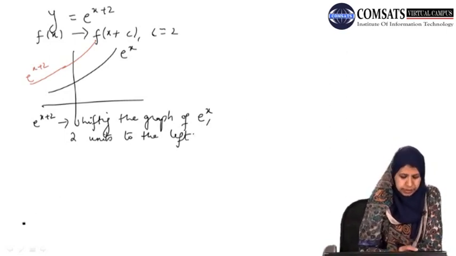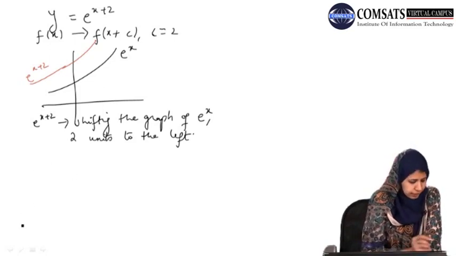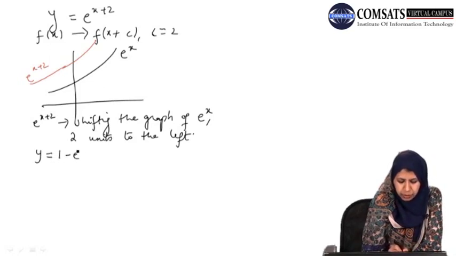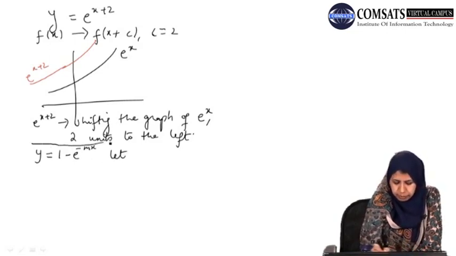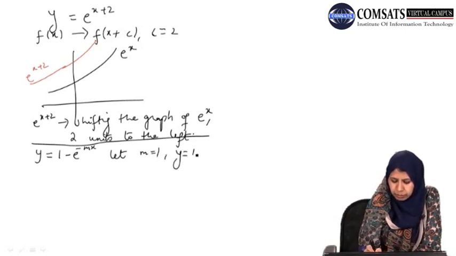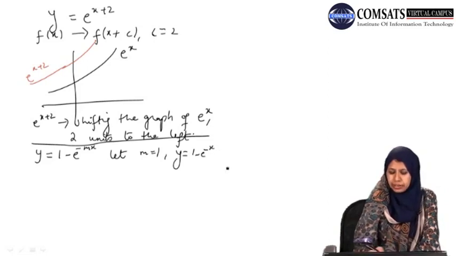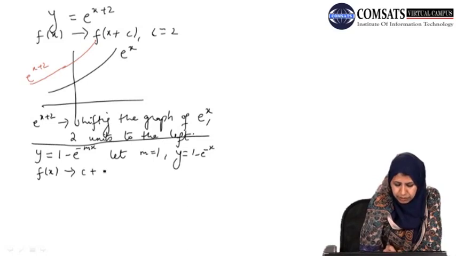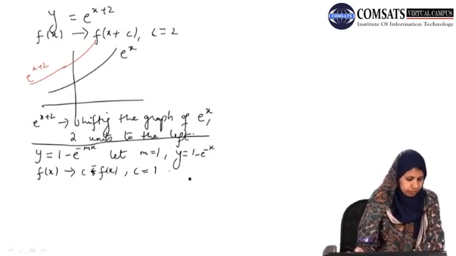Okay, let's take one more example of the translated function. Suppose we define the function y is equals to 1 minus e to the power minus mx, and let us assume that m is equals to 1. Then our function is y is equals to 1 minus e to the power minus x. Now, this is the graph of our function f of x shifted to c minus f of x where c is equals to 1.